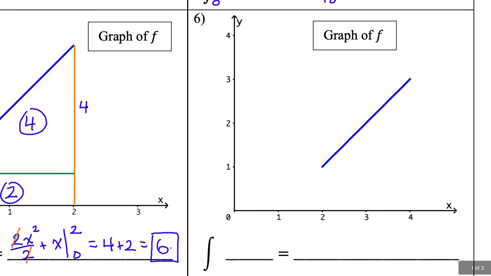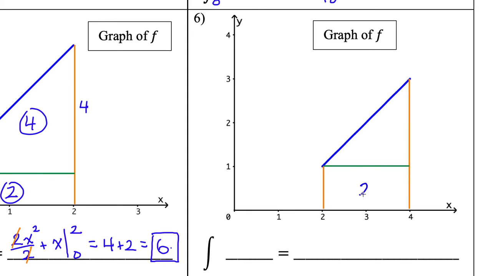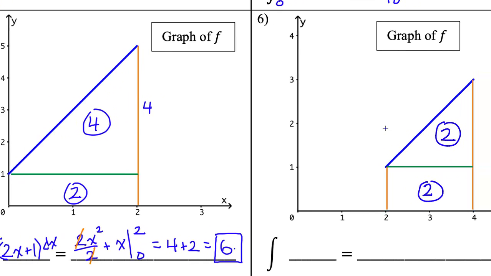Number 6. So clearly our bounds are between 2 and 4. Dividing up this shape, I'll divide it up like that. Let me move this a little bit off. There. And then move this slightly back. Okay, so my area here is 2 by 1, so area of 2. 2 by 2 divided by 2 is 2.